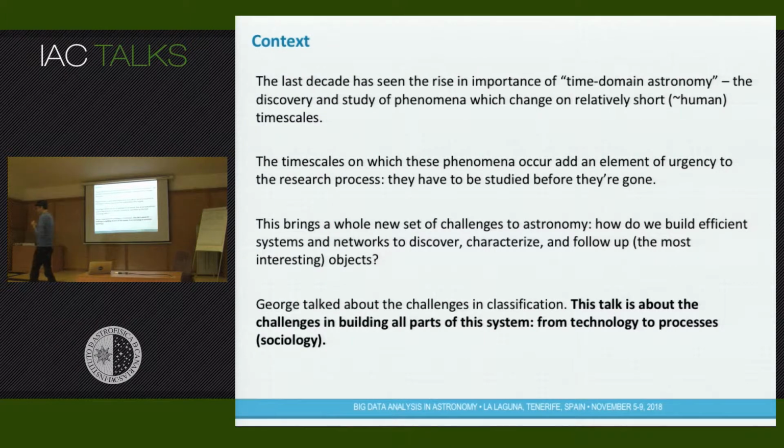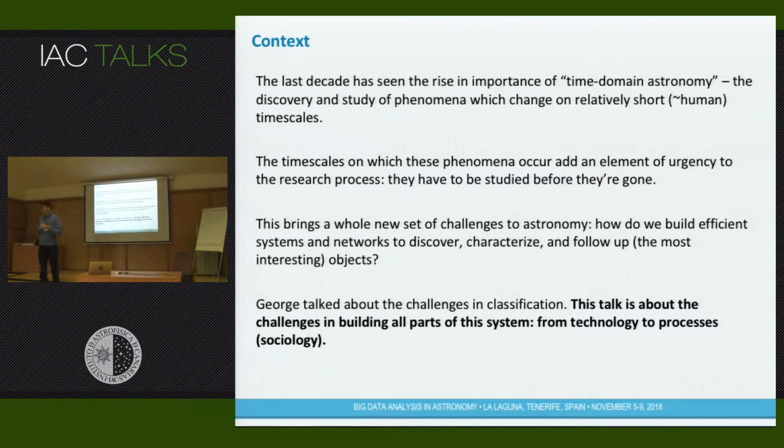So here's the context for this talk. The last decade has really seen a tremendous rise in the importance of time domain astronomy. And we have found new things: different types of supernovae, different types of explosive events, new kinds of objects in the solar system, objects from outside the solar system passing through it, etc. All of these fall under this category. The timescales on which all these phenomena occur make them fleeting. So you either observe it while you can, or it's gone. So we have to study them before they're gone.